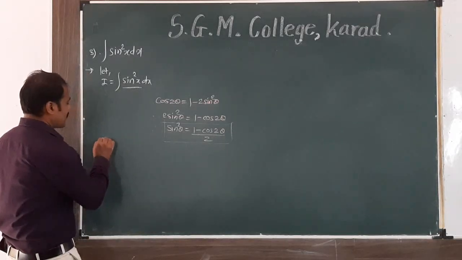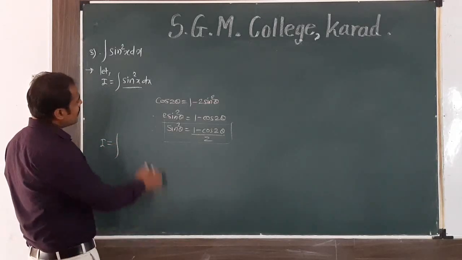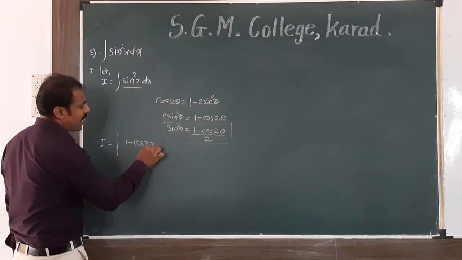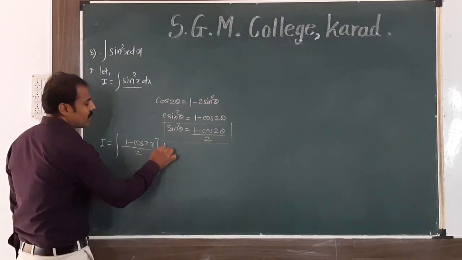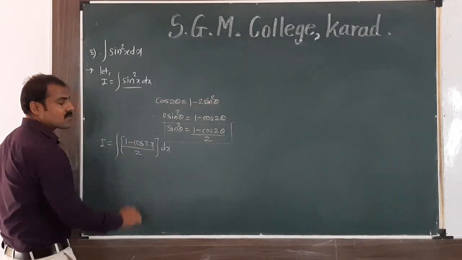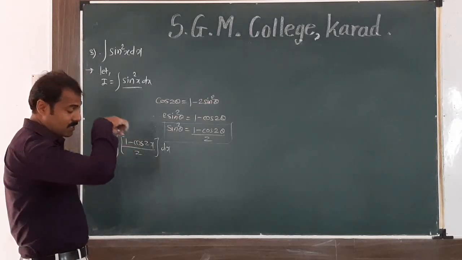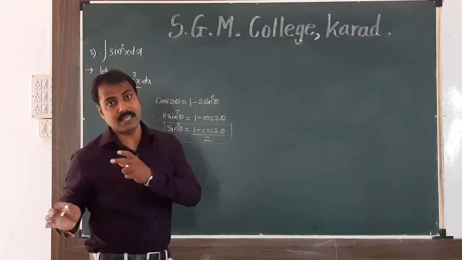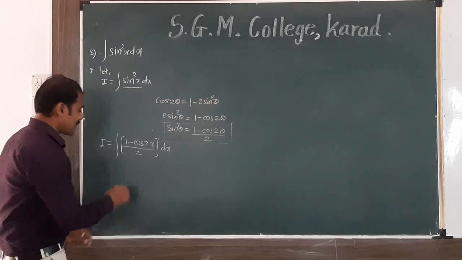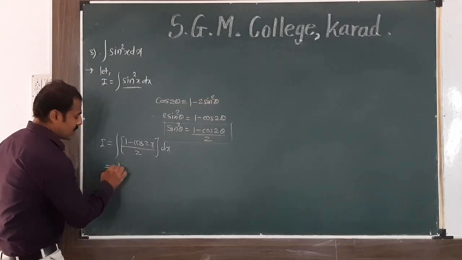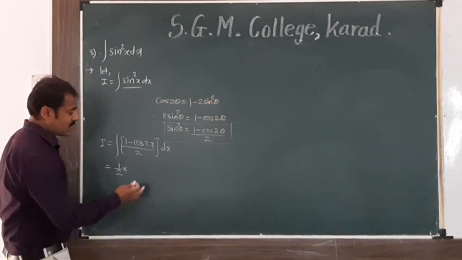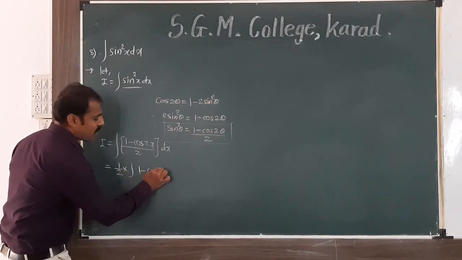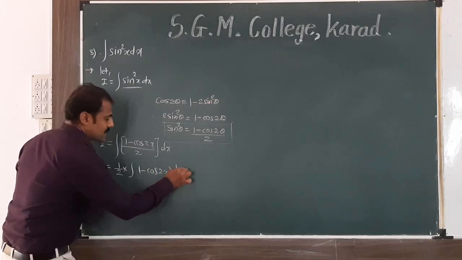Okay, so the integration becomes I is equal to integration of, instead of sin square x, I can write 1 minus cos 2x divided by 2. Here 2 is a constant. If inside the integration there is a constant, take it outside the integration sign. So taking the constant outside, 1 upon 2 times integration of 1 minus cos 2x dx.